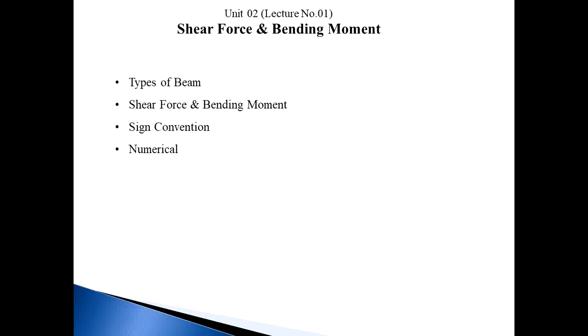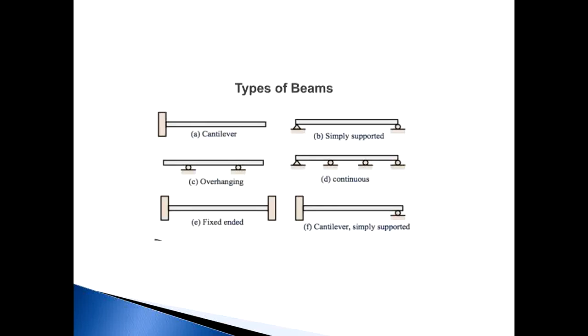In this lecture, we study types of beam, shear force and bending moment, sign conventions, and one numerical. So first of all, types of beam. Basically, types of beam depend upon the types of supports or the number of supports. The first one is a cantilever. Cantilever means one end fixed and the other end free. For a cantilever beam, the number of reactions is 3, meaning the fixed support has 3 reactions.